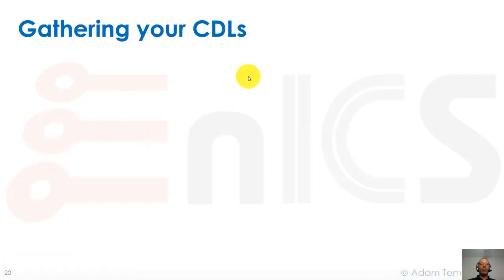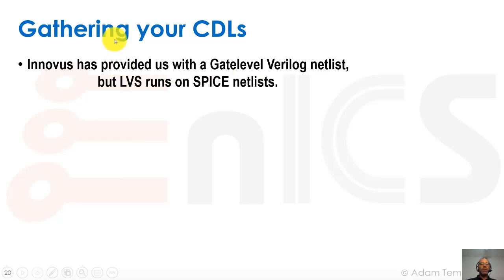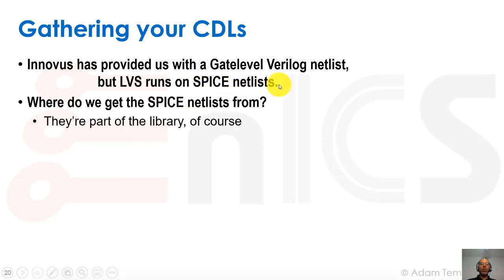So the next step is that we have to gather our CDLs. Remember that a CDL is just a SPICE netlist. Innovus has provided us with a gate level Verilog netlist, but LVS runs on SPICE netlists. Where do we get the SPICE netlist from? Well, they're part of the library. In every standard cell library, we should have a directory called CDL or SPICE or something like that, which will have a file or several files that have the SPICE netlists of each and every one of the gates. The same goes, of course, for every other IP that we have. We should have a library that comes with each IP, and it should come with the CDL or the SPICE netlist of each of these things.